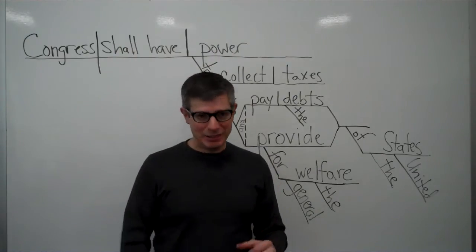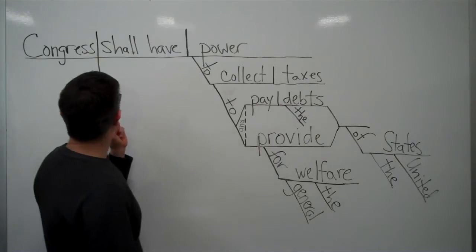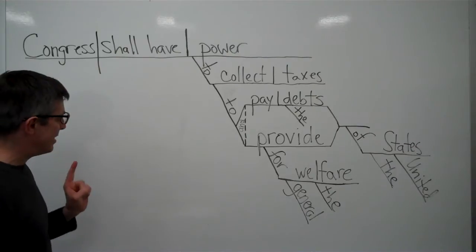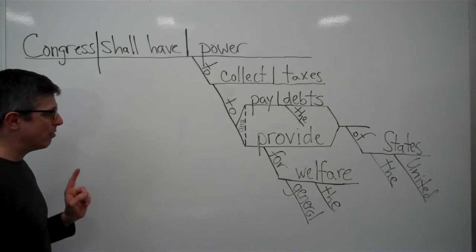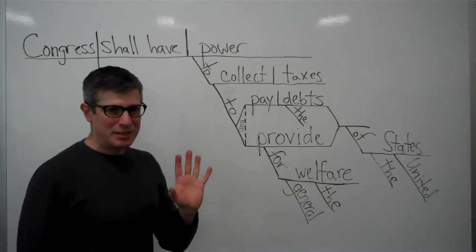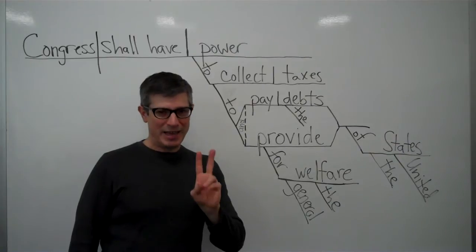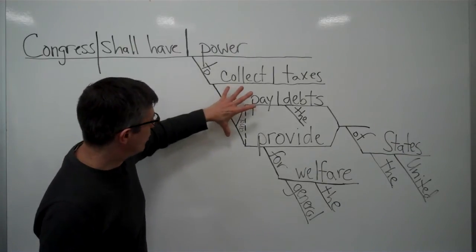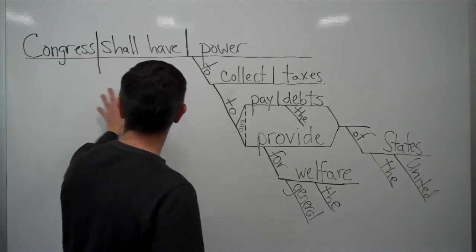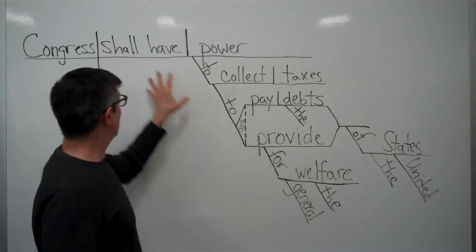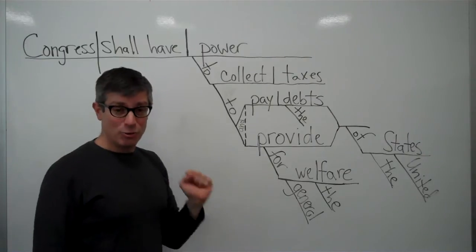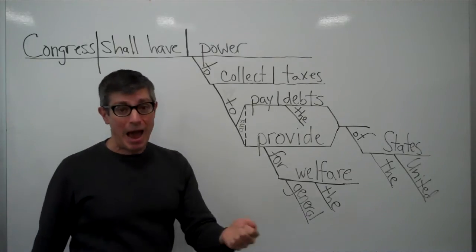So the sentence in question is, Congress shall have power to collect taxes, to pay the debts, and provide for the general welfare of the United States. Okay, now that sentence can mean, as we're going to see, two things, and it depends on what we do with this stuff down here. Now, what's clear, first of all, is that Congress is the subject, shall have is the verb, power is the direct object, what is had, power.